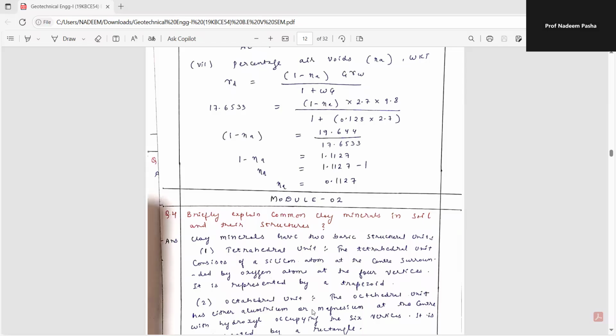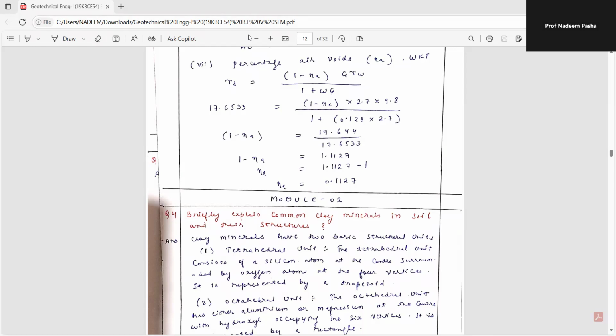Now we will see: briefly explain common clay minerals in soil and their structure. Clay minerals have two basic structural units, that is the tetrahedral unit and the octahedral unit. How will you define the tetrahedral unit? The tetrahedral unit consists of a silicon atom at the center surrounded by oxygen atoms at the four vertices.